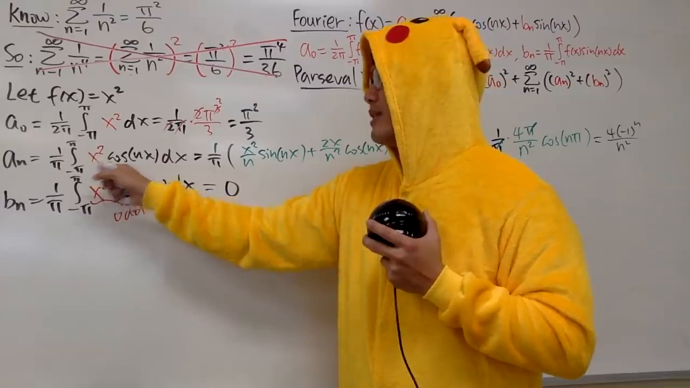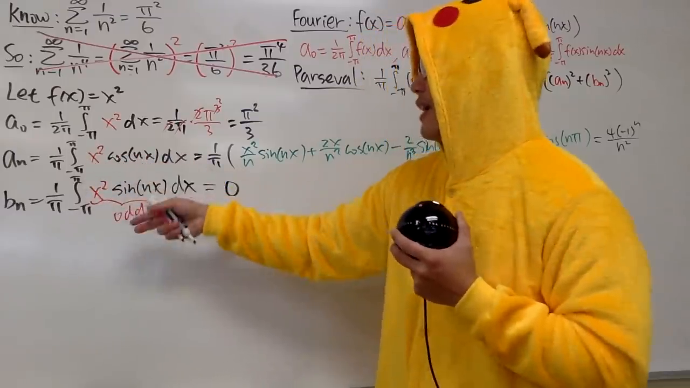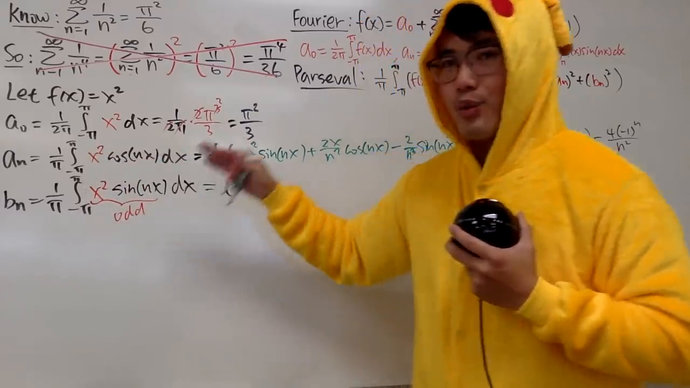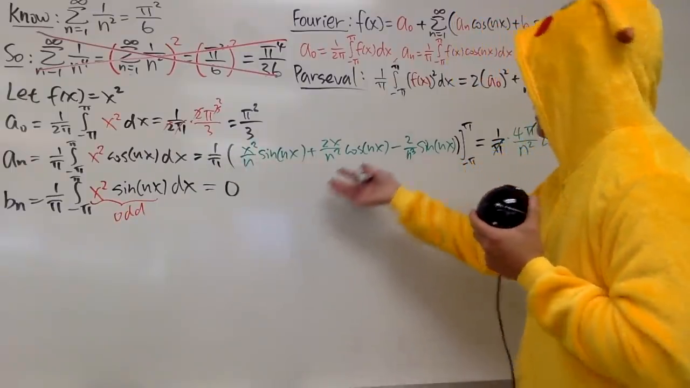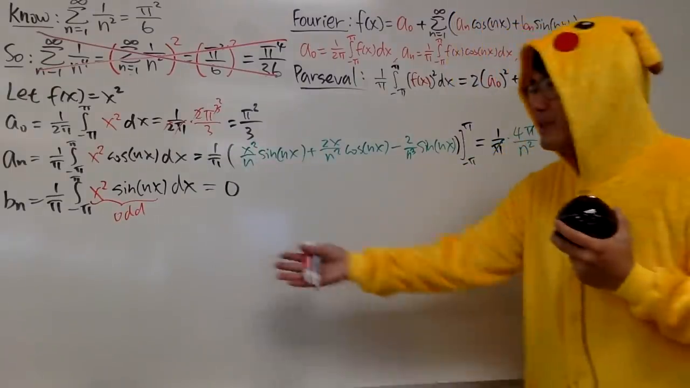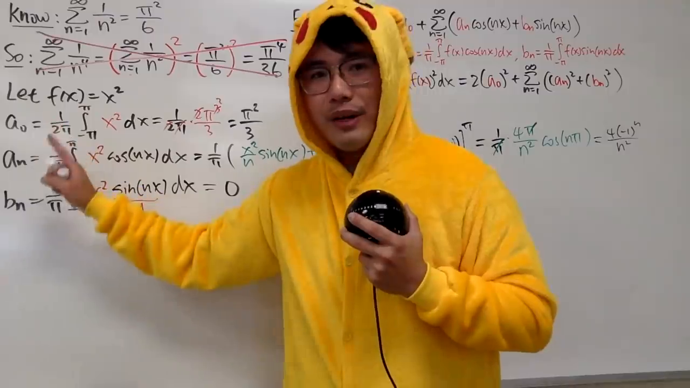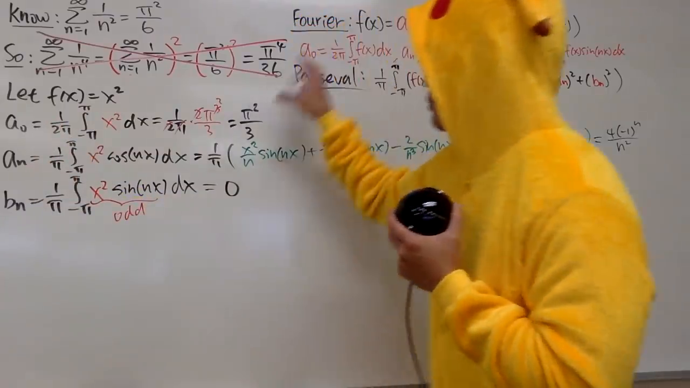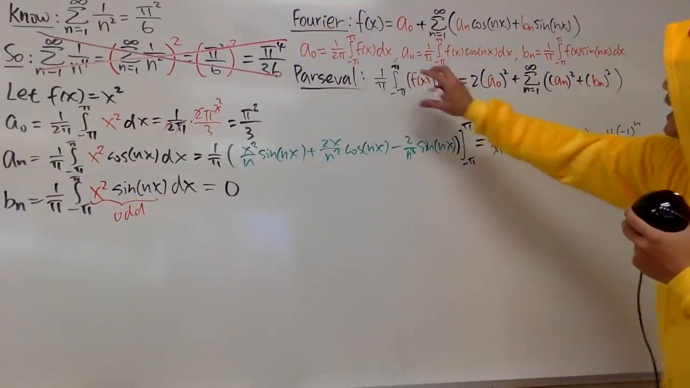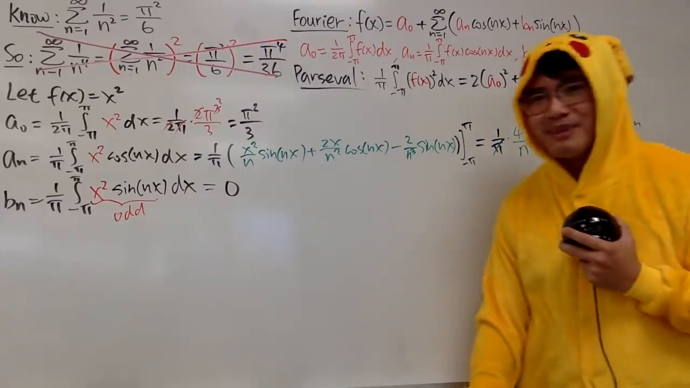Earlier, yes, I know this is an even function. I can say this is twice the integral from 0 to pi, but it doesn't really matter. The integration wasn't so bad. But anyway, now we have a0, an, and bn. Now we can just put everything that we know right here, and we'll see what happens, right?